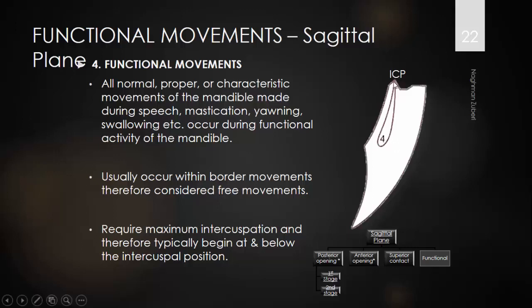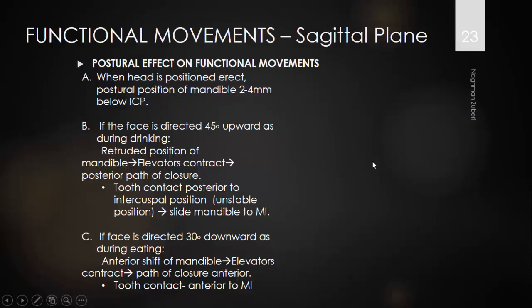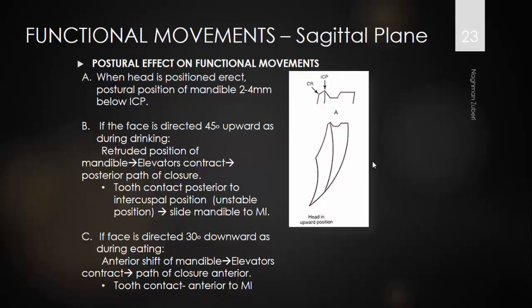Postural effects on functional movements. When head is positioned erect, straight, the person is sitting very straight, the postural position of mandible is 2 to 4 millimeter below the intercuspal position, like this. This is the intercuspal position. So 2 to 4 millimeter below the intercuspal position.